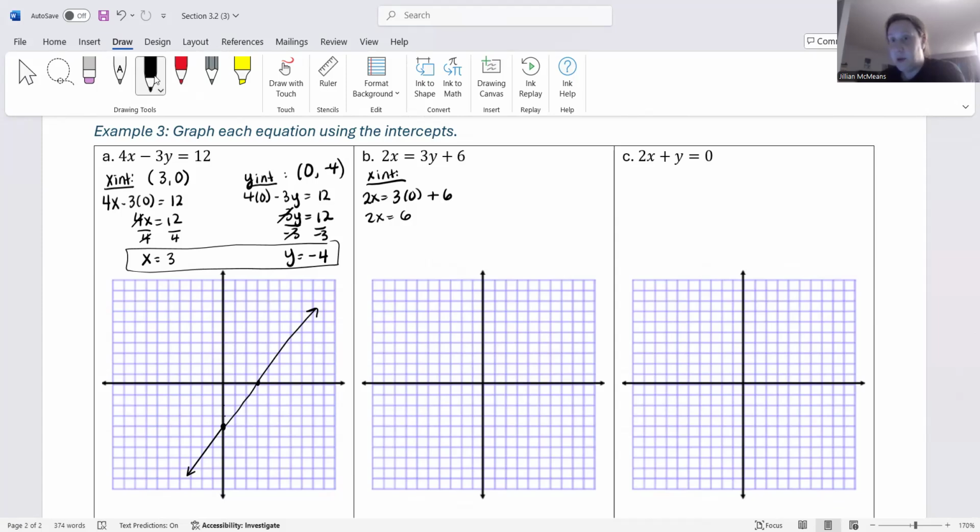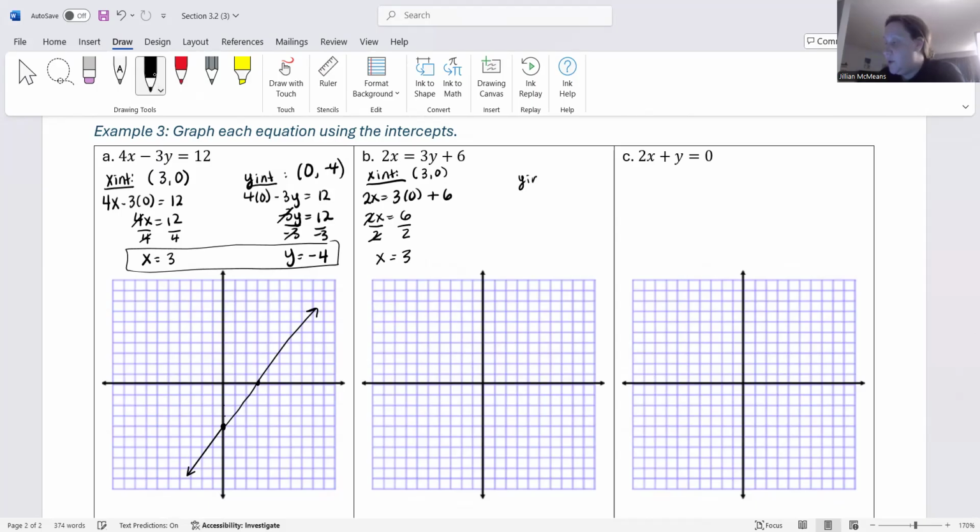And then I need to get x alone, so I need to undo that multiplication of 2 and x. So to do that, I divide both sides by 2. 2 divided by itself is 1. 1 times x is x. And then 6 divided by 2 is 3. Okay? So my x-intercept is the ordered pair 3, 0.